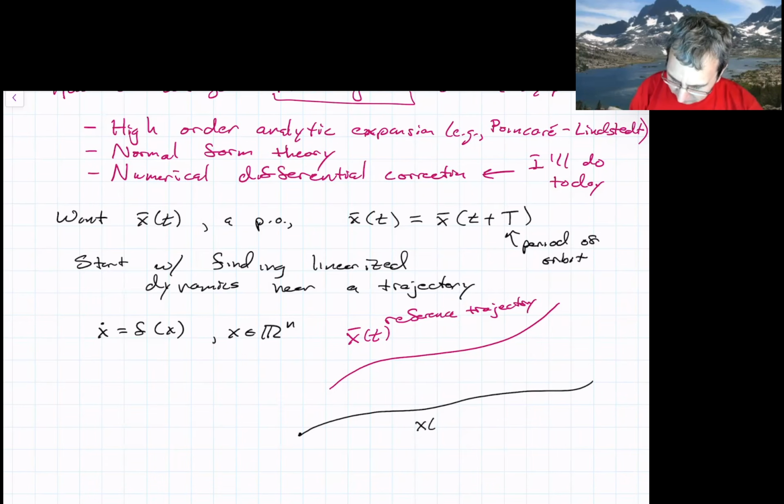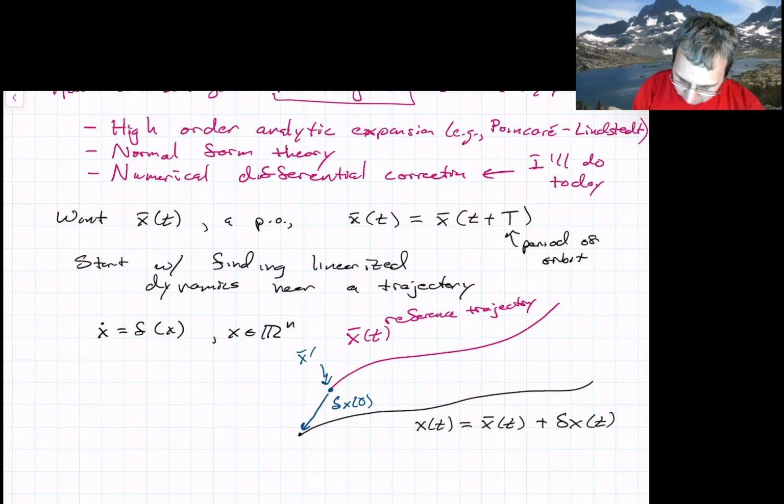There would be an initial displacement. So I'll call this x of t, and it's going to be the same as x bar of t plus, and now I'll call it delta x of t. That's the displacement. So x bar plus this displacement that we're calling delta x. So this is delta x, say, at time 0. This would be x bar at time 0. This is x at time 0.